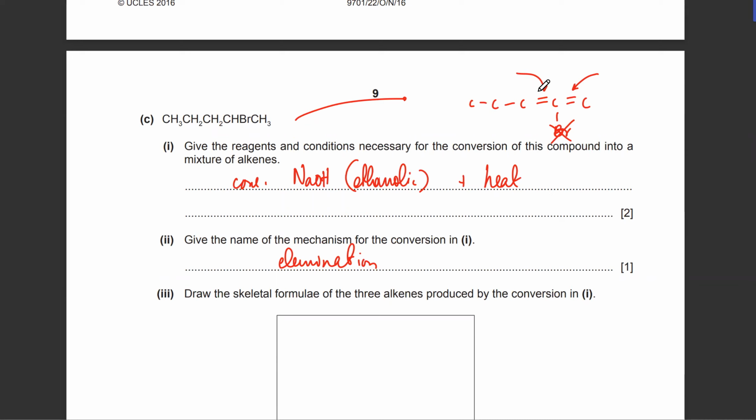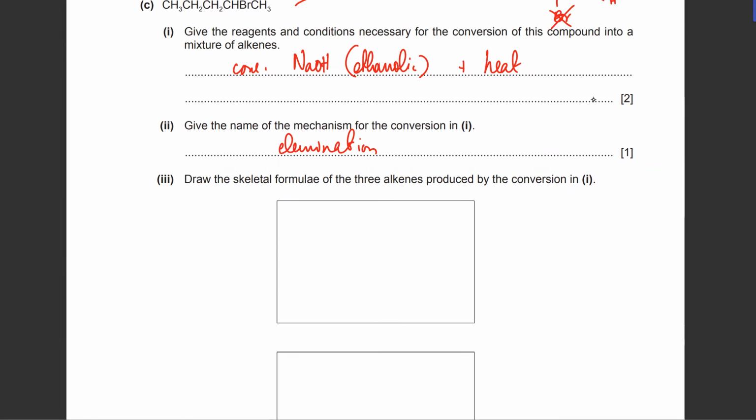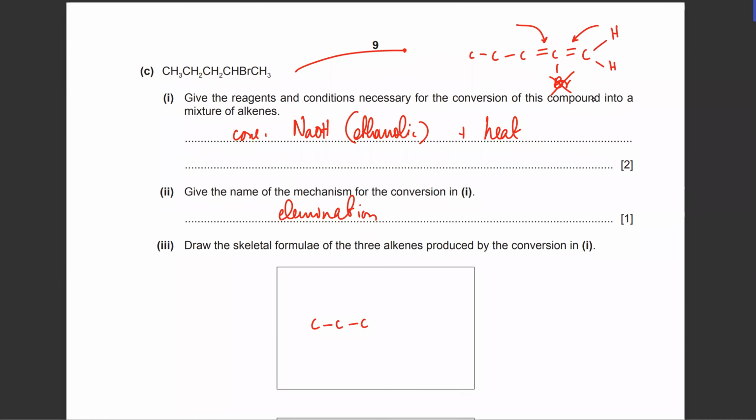Maybe it's cis or trans. Okay, this one would be cis-trans. The end one will not be cis-trans because there would be two H's, right? So that is not going to be cis-trans. The middle one would be. So you have to show that. No, you have to show it on the third one.